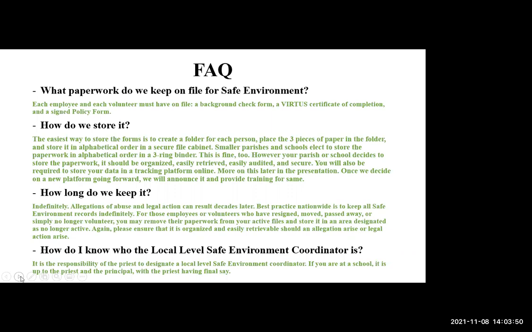And so that's going to be up to the priest or principal, with the priest having the final say. And that person is going to be a person who has pretty good organizational skills, pretty good technology skills, is a confidential employee, because sometimes what we deal with in safe environment are investigations, especially with civil authorities that require a level of confidentiality. We deal with personnel matters that require a level of confidentiality. So that is up to your priest and or your principal, if you're a school, with the priest together, to determine who the local level safe environment coordinator is.